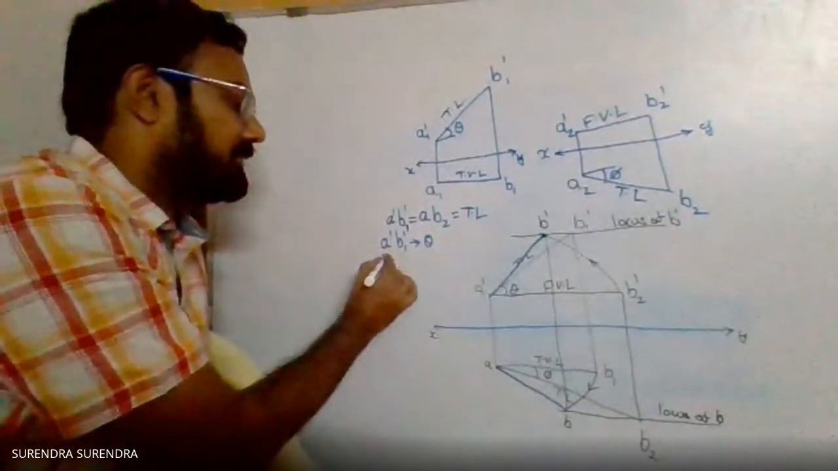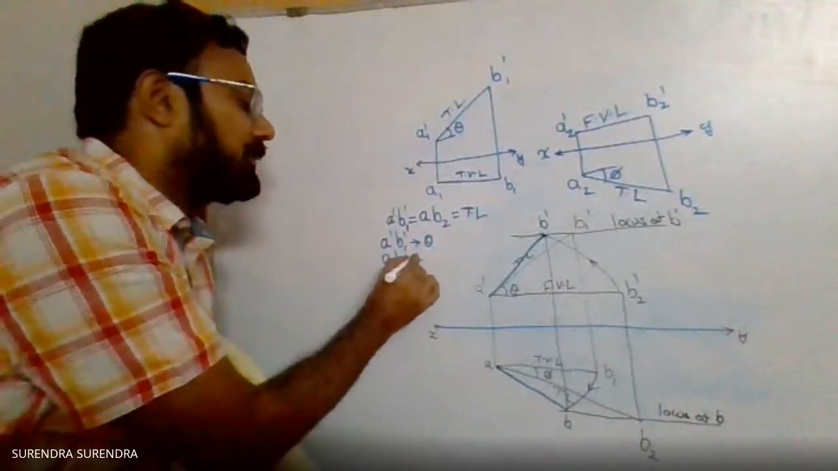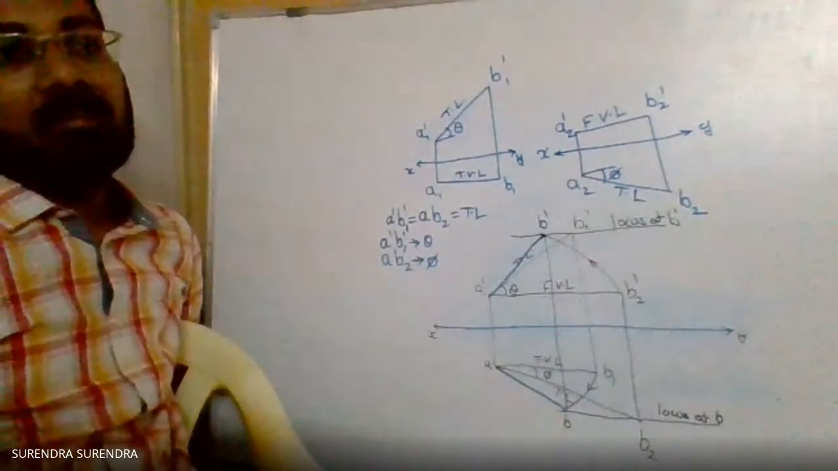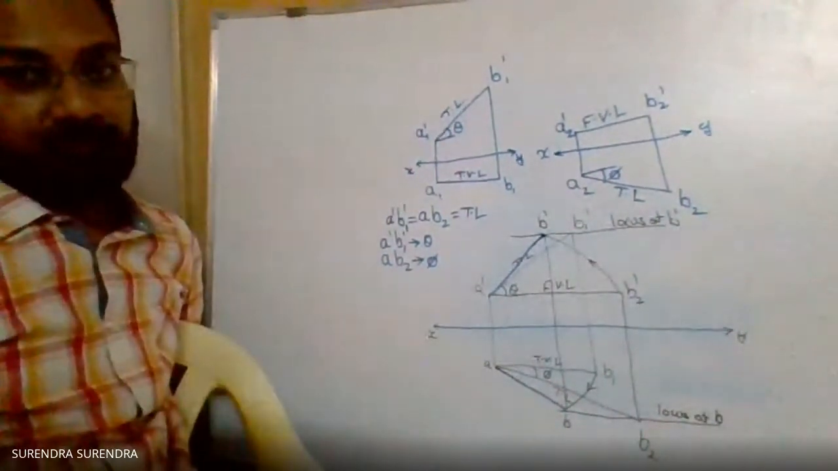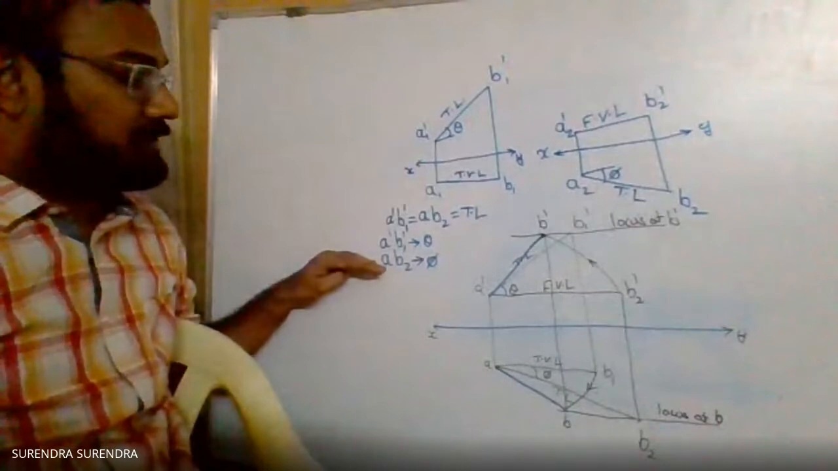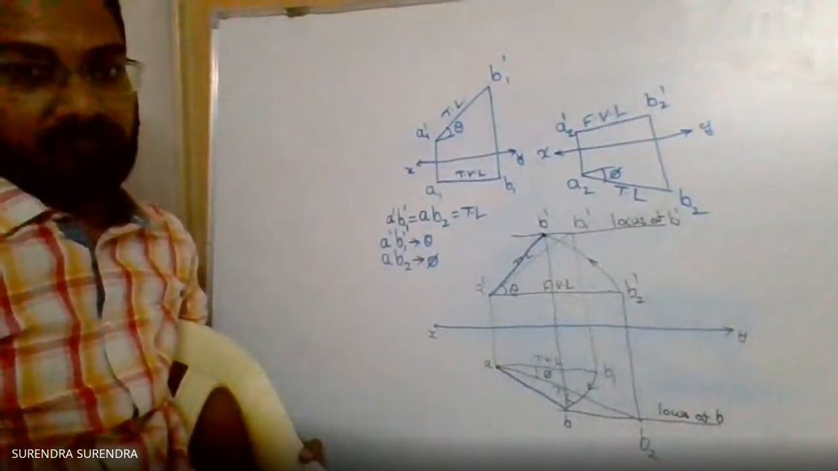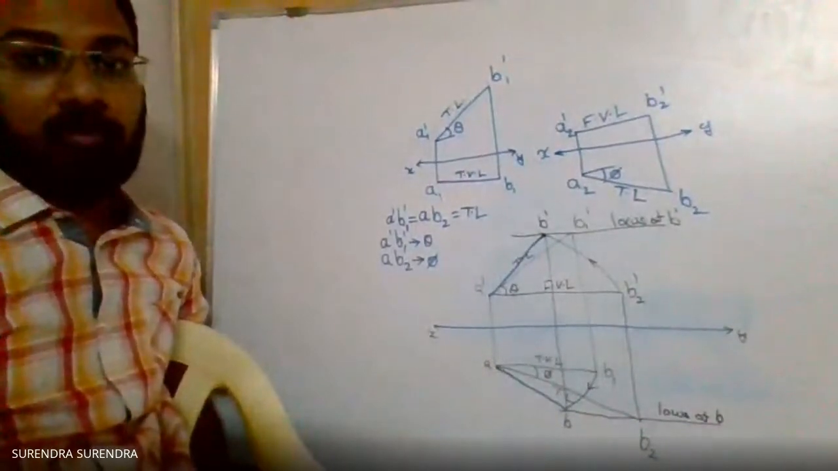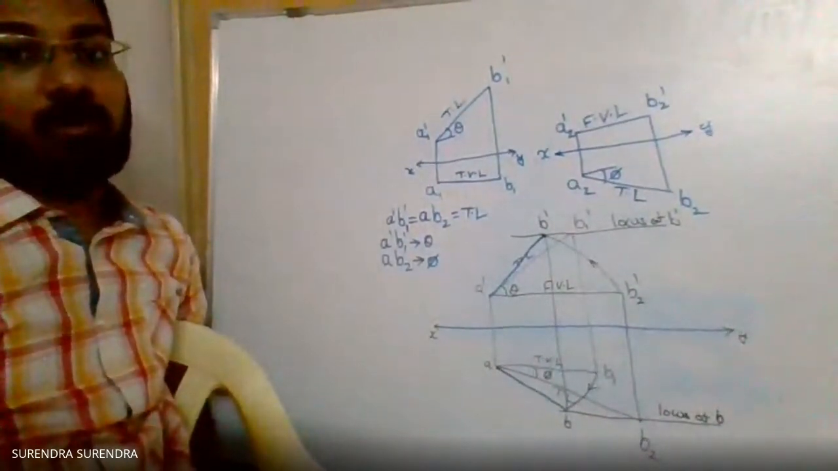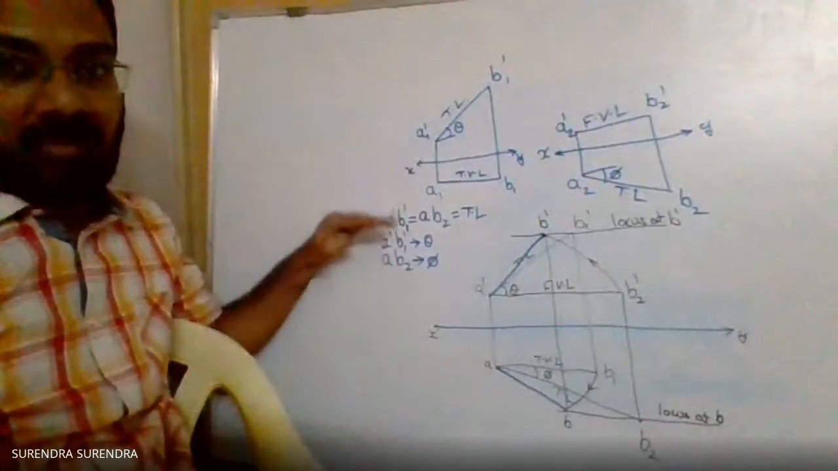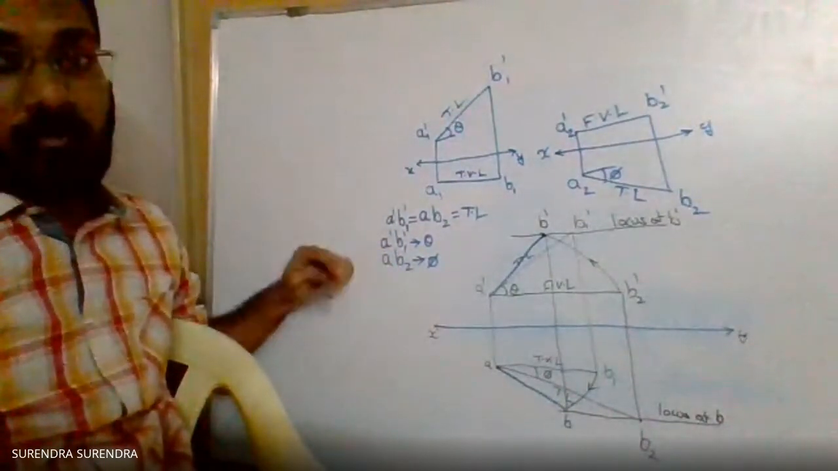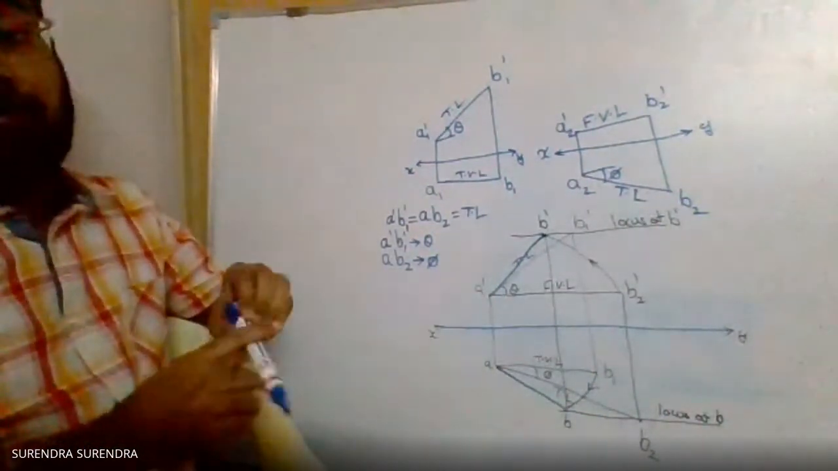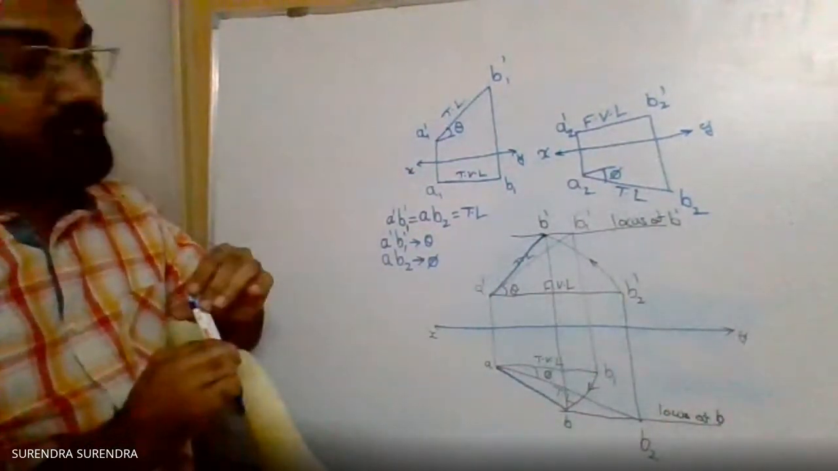Similarly, A B2 is inclined at phi with the XY line in top view. This is in front view. This is in top view. I'm extracting the data which will be helpful for solving further problems. Write down this data that I'm explaining now, which will be helpful for solving the next set of problems.